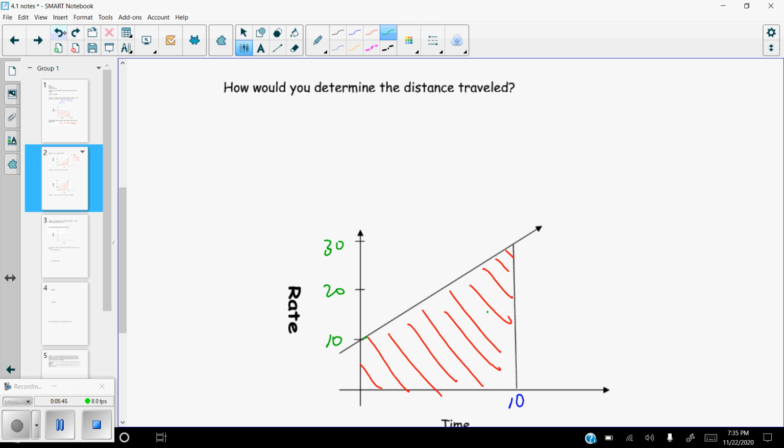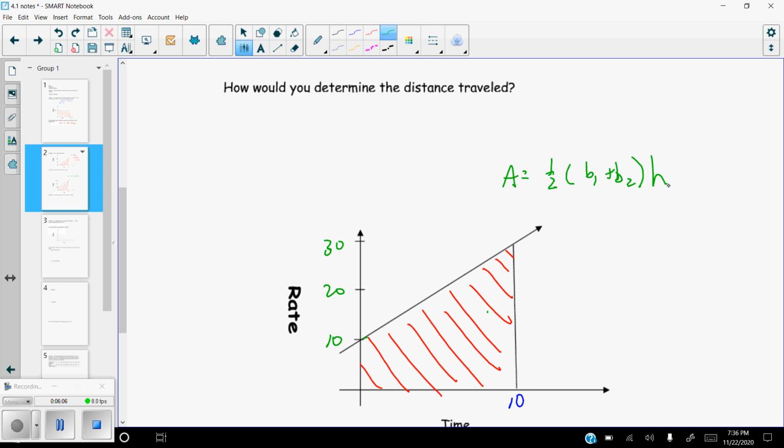of a trapezoid. Now, the area of a trapezoid is not typically something that we all memorize, but it's really not that difficult to do. So the area of a trapezoid, I'm going to write this down for you. The area of a trapezoid is 1/2 the sum of the two bases times the height.